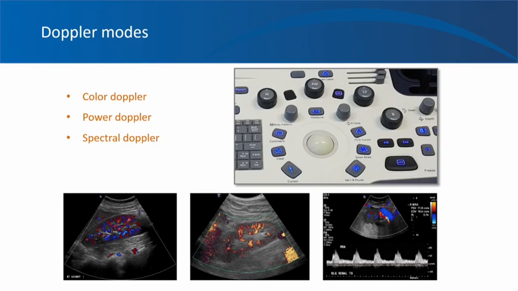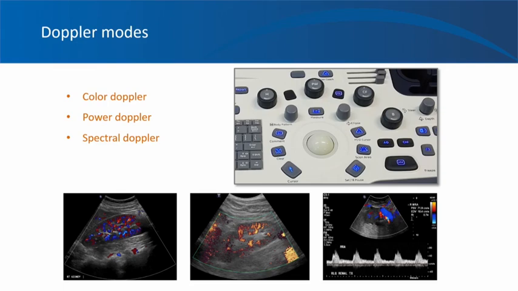Spectral Doppler displays the blood flow measurements in the form of a graph like this. And it's used to measure blood velocities in the vessel. So this is the velocity scale in centimeters per second. So this graph represents the velocity of the blood in the blood vessel of interest. And there are two types of spectral Doppler: continuous wave Doppler and pulsed wave Doppler, which we will talk about in a bit.